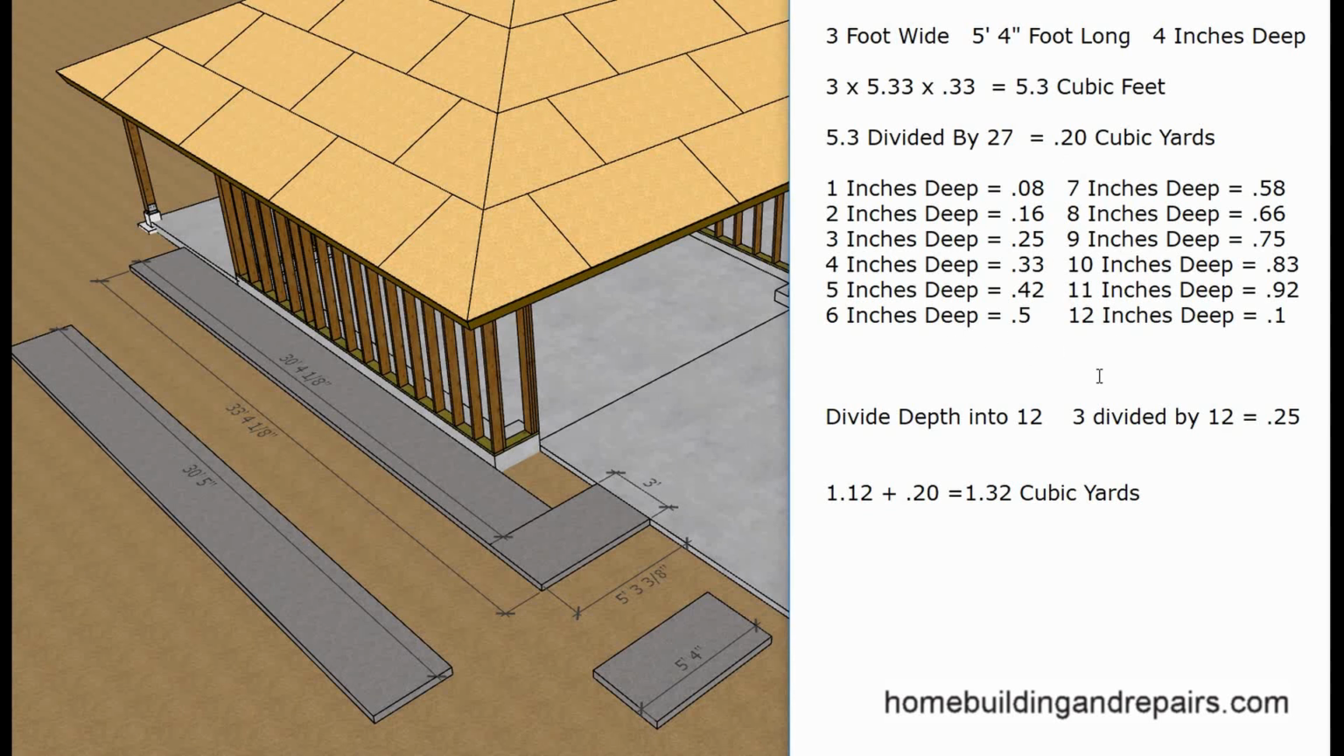And again, here's the chart that I made for you. If we add the 1.12, which is the cubic yards for this one here, to the 0.20 for the cubic yards here, then we will need 1.32 cubic yards for this sidewalk here.